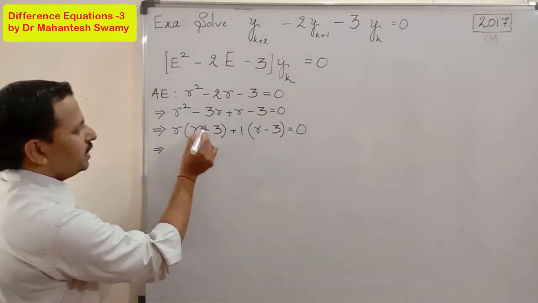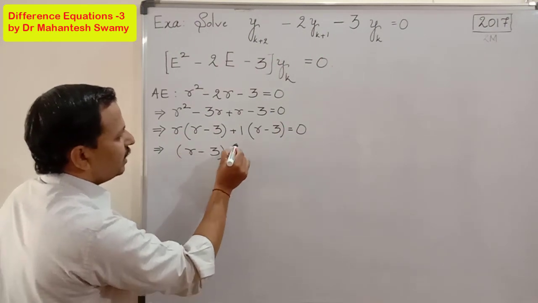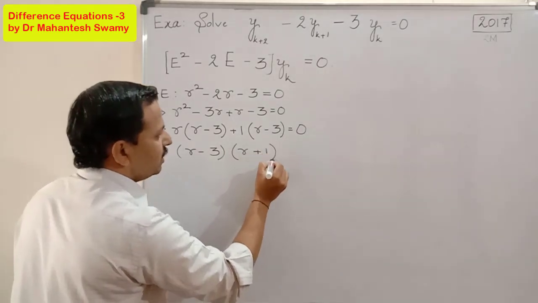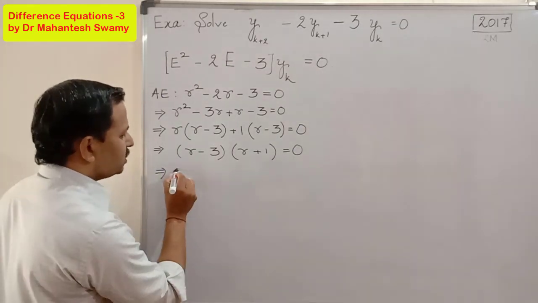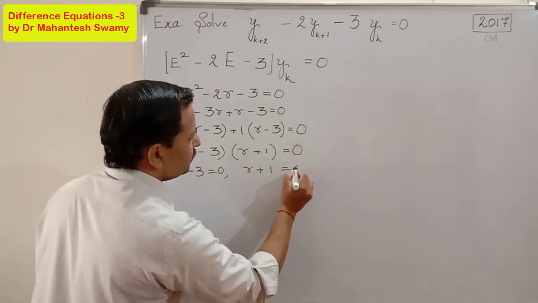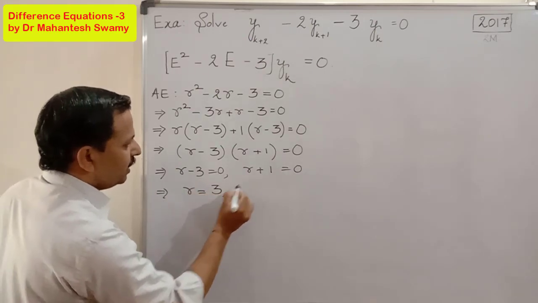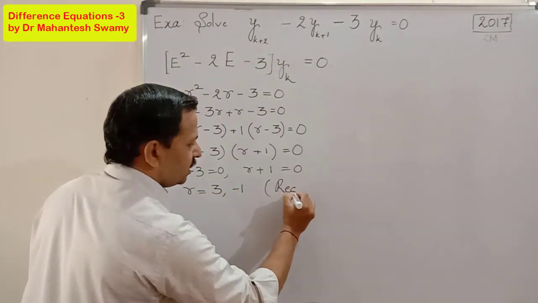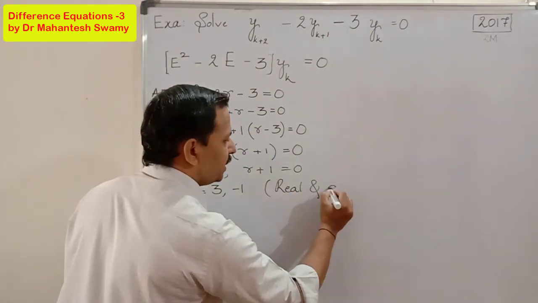In the next step, here in between these two terms, the bracket r minus 3 is a common factor. If we take it outside, here remains r, here remains plus 1, so that is equal to 0. In the next step, it gives us r minus 3 equal to 0, r plus 1 equal to 0. From this one can get the values of r as 3 here, and from this minus 1. So the roots are real numbers and they are different numbers. So the roots are real and distinct.